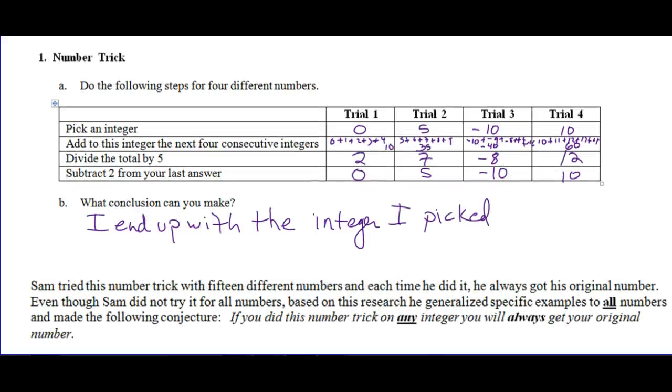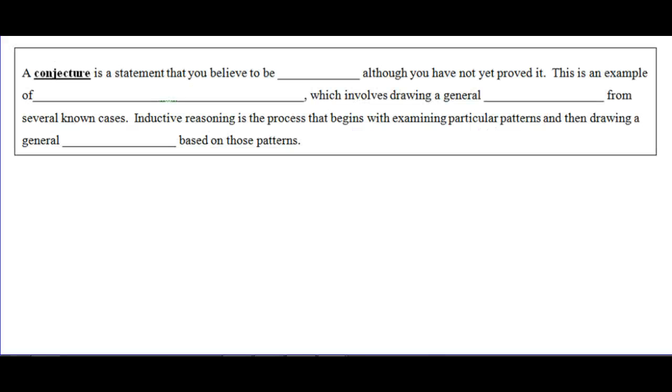Okay? The definition of inductive reasoning is going from the specific to the general, right? I did some specific examples, and I think that in general that's true. Now, a conjecture is a statement that you believe to be true, although you have not yet proved it, right? So Sam thinks that it's true, and we kind of agree with him because we've tried it with a bunch of different numbers. We think that it's true that if you do that number trick, you're going to end up with your original number. This is an example of inductive reasoning.